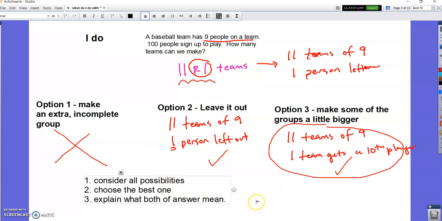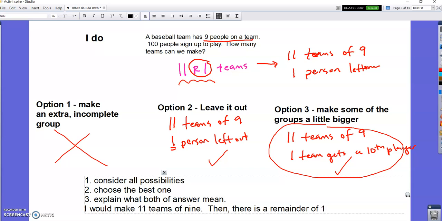So I would probably say something like, I would make 11 teams of 9. Then, I'm going to stretch this out, there is a remainder of 1, and I would choose to add that extra player to one of the teams. So one team gets a 10th player.